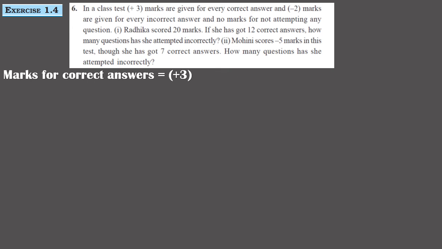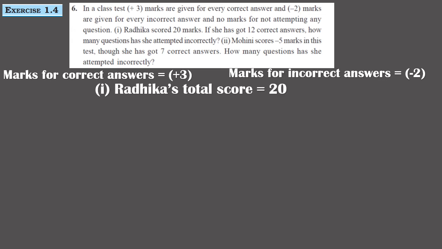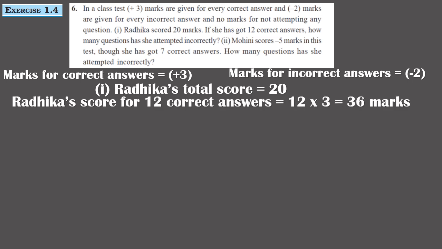Marks for a correct answer is plus 3 and that for incorrect answers is minus 2. And what is Radhika's total score? 20 marks. And how many of her answers are correct? 12 correct answers. So what is her score for the 12 correct answers? Yes, it will be 12 into 3, 36.